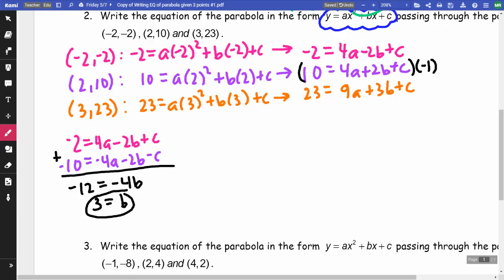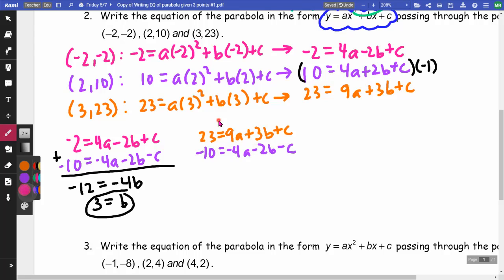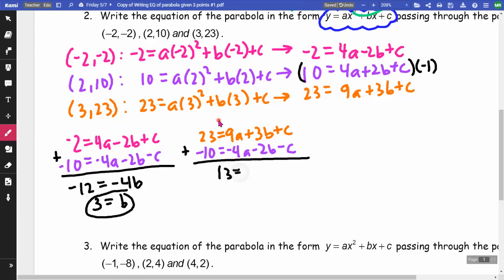So now I'm going to use the orange equation I did not use, okay? And I'm going to use the purple one again, also multiplied by -1 still. So I'm going to have 23 is equal to 9a plus 3b plus c. And my purple one again, when I had multiplied by a -1, that's going to give me -10, -4a minus 2b minus c. And when I add these together, I'm going to get 13 is equal to 5a plus b.